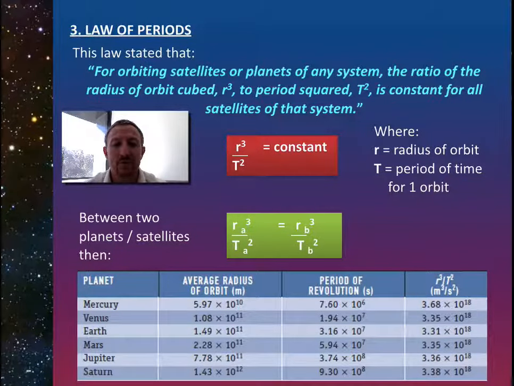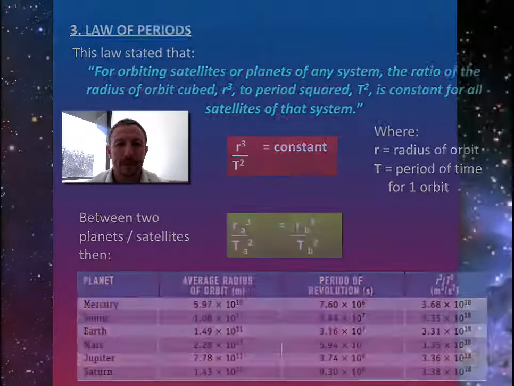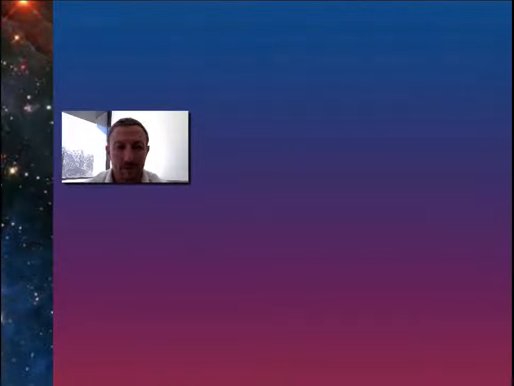And here we've got some idea of what's going on. You can see here Mercury has a radius of 5.97 times 10 to the 10, and the period of revolution is 7.6 times 10 to the 6. If we do r cubed over t squared, it's 3.68 times 10 to the 18. Now compare that to Venus, which has a different radius and a different period. You can see it's virtually the same figure. So hence r cubed over t squared is going to equal a constant for any planet. So let's have a look at a quick example.